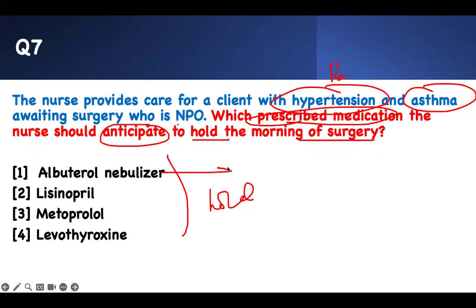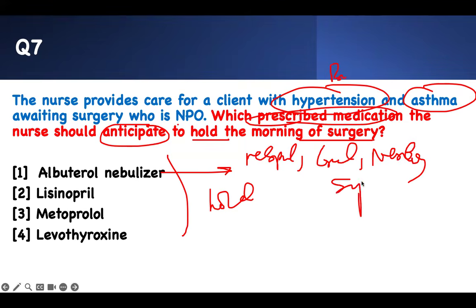Albuterol, nothing wrong with it. Respiratory status is good. Remember, respiratory, cardiac, and neuro medication, you always want to give it to them with sips of water, even if they are NPO. That's the trick. Those are the things you have to pay attention to. Respiratory, cardiac, and neuro medications can be given with sips.